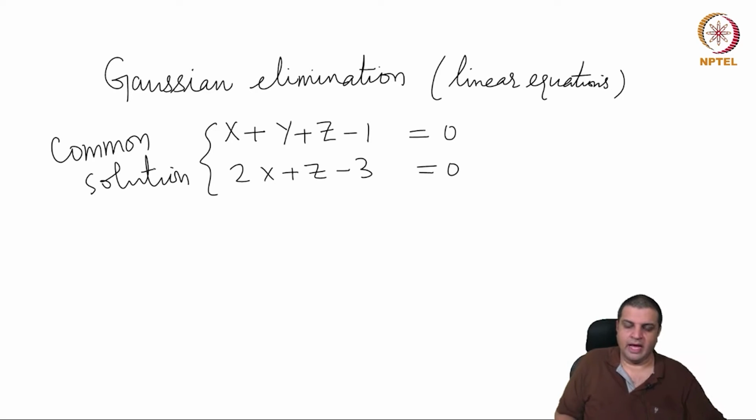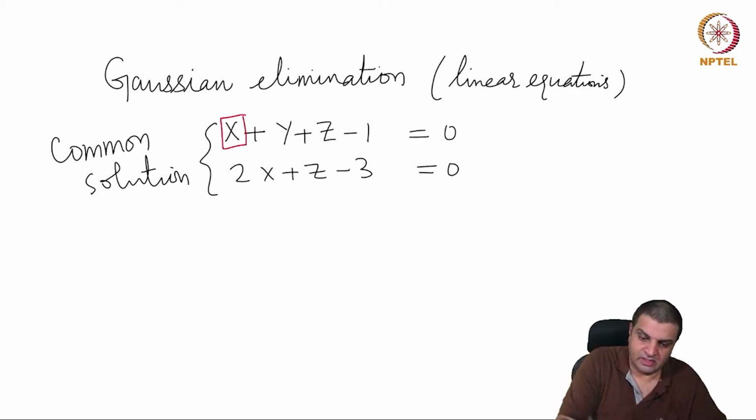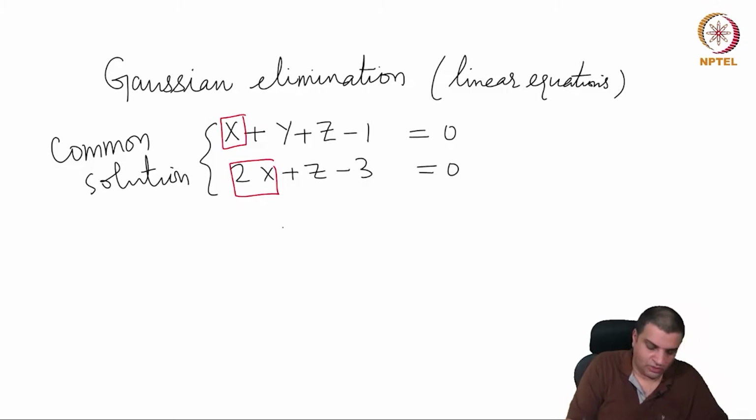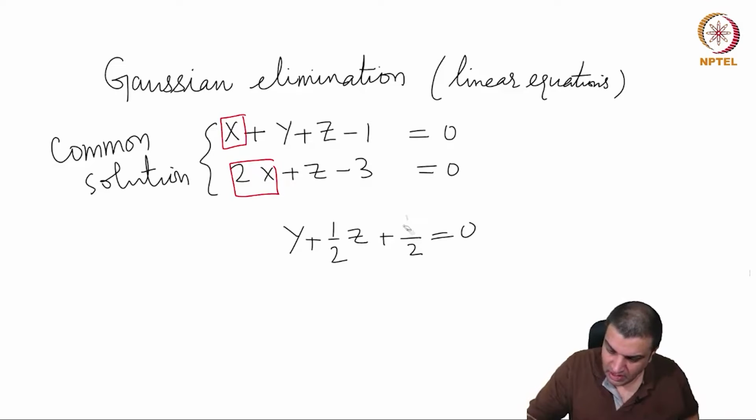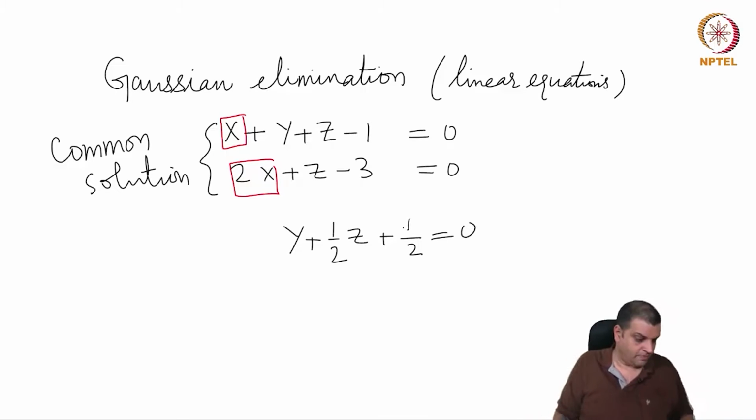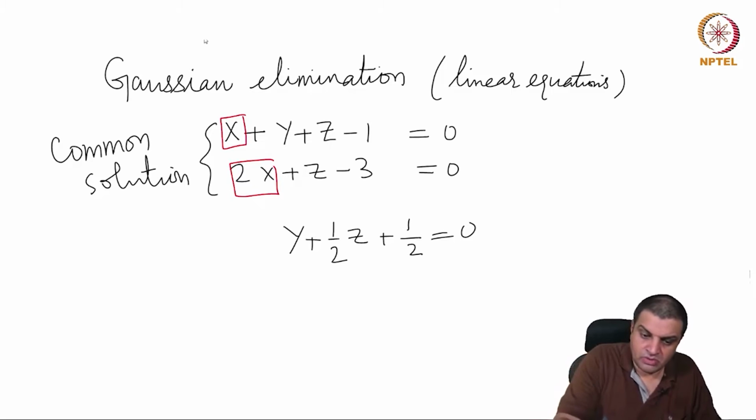And by cancelling out the leading term, which is x in this case and also 2x in this case, appropriately, we can get a third equation, and we saw this last time in an earlier lecture. y plus half z plus half equals 0. Now this is the leading term.